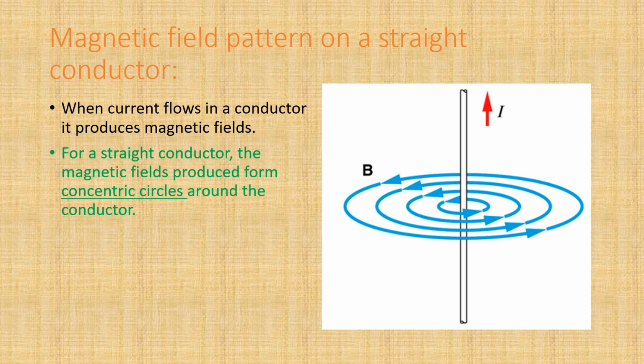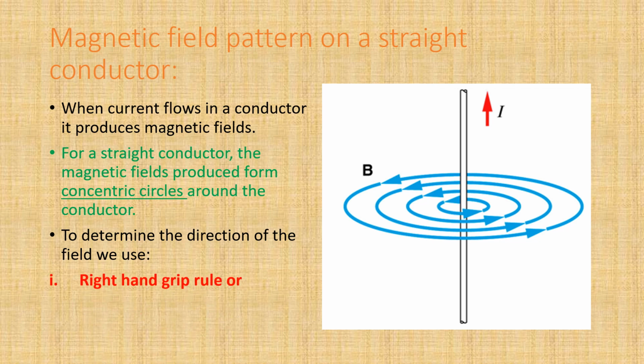So when current flows in a conductor, it produces magnetic fields. For a straight conductor, the magnetic fields produced are concentric circles around the conductor. To determine the direction in which these fields are going, we can use the right-hand grip rule. We already know that they are concentric, but is it clockwise or anti-clockwise? So you can use the right-hand grip rule to determine that. Or you can also use the corkscrew rule to determine the direction of magnetic field.